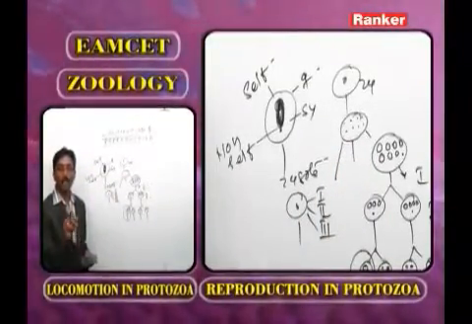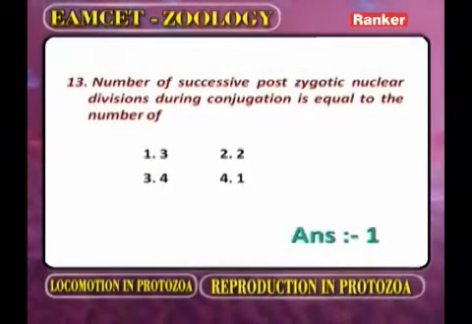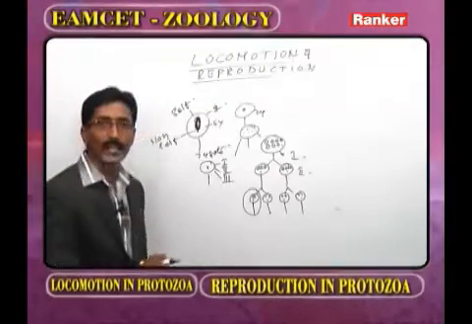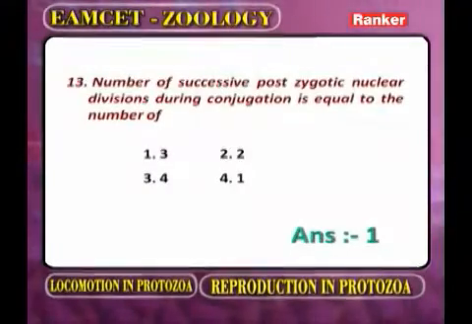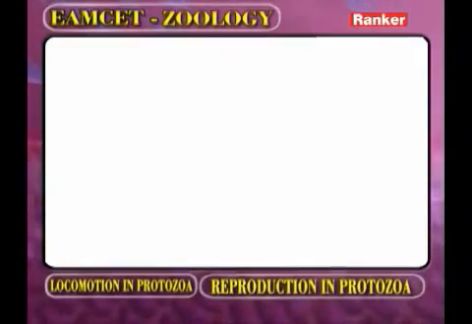Now, the number of successive post-zygotic nuclear divisions during conjugation is equal to: first option is 3, second one is 2, third one is 4, and the fourth one is 1. Now, what is the correct answer? That we call it as 3. That is the first option, 3 post-zygotic nuclear divisions. Move on to the next question.